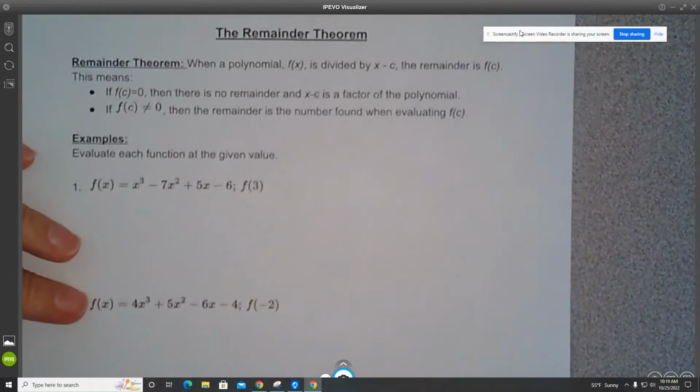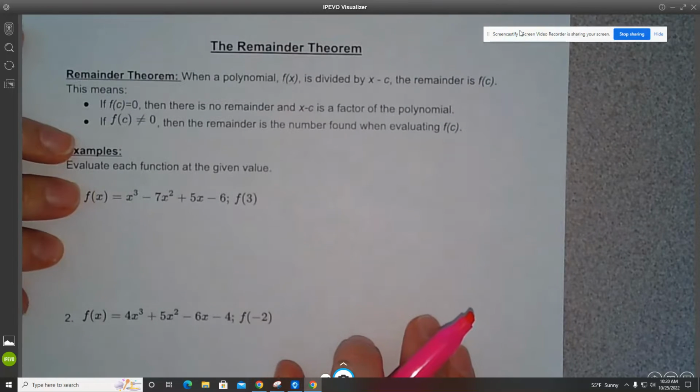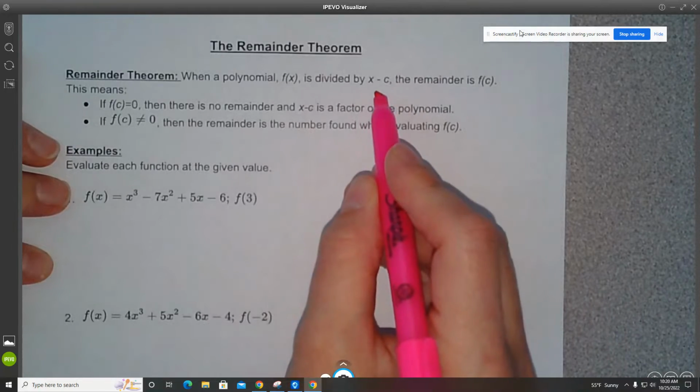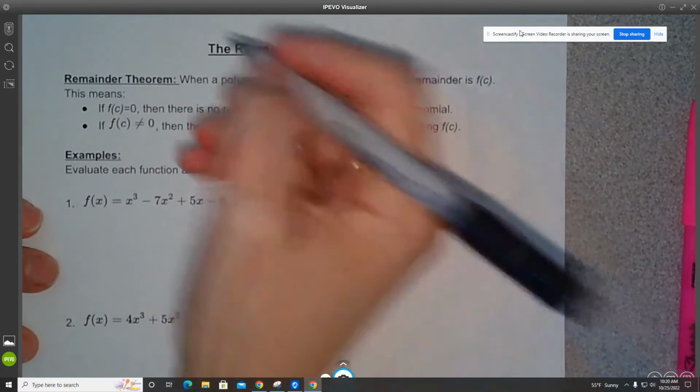And let me zoom in a little bit here. You should have this PDF in Canvas that you can download, and I will also provide it for you in class. So when we're looking at a polynomial f of x, and it's being divided by, say, x minus c. That's what we've been doing this week. So let me give you an example of kind of what I'm talking about.